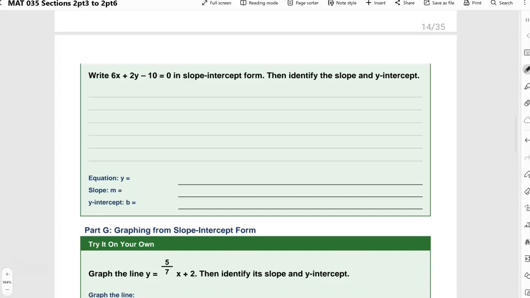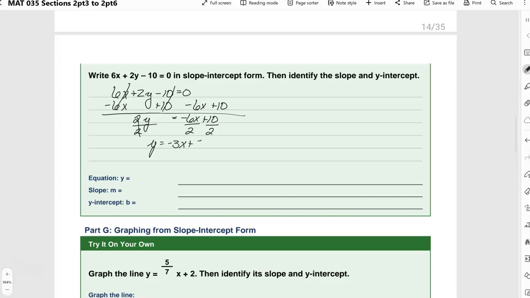You may want to take a minute and try the next one. We have 6x + 2y - 10 = 0. So we're going to subtract 6x and add 10 to both sides. That leaves us with 2y on the left. Then we're going to divide everything by 2. So we're going to get y = -3x + 5. So my slope is -3. My y-intercept is 5.